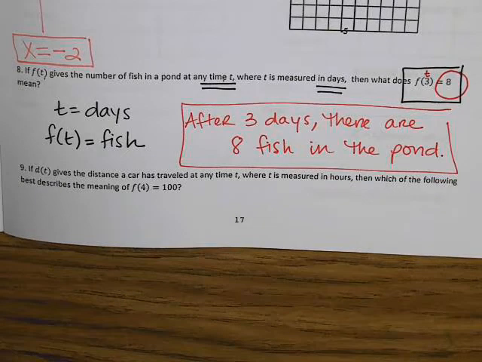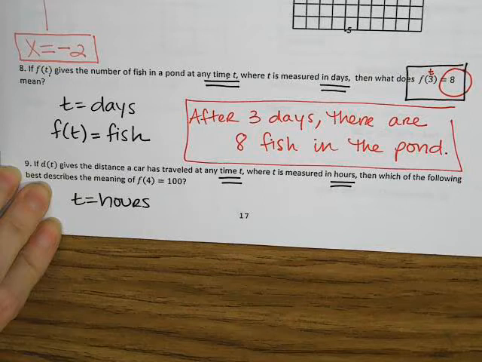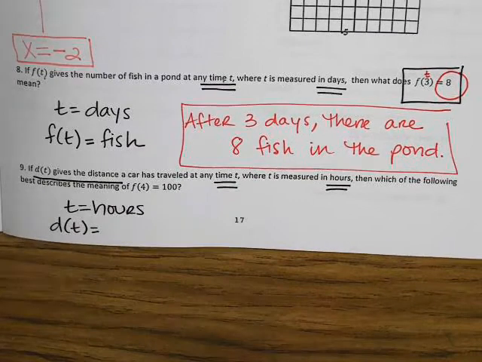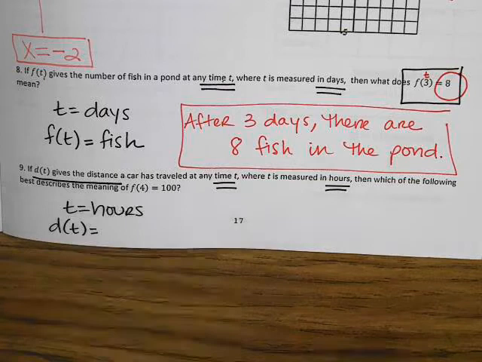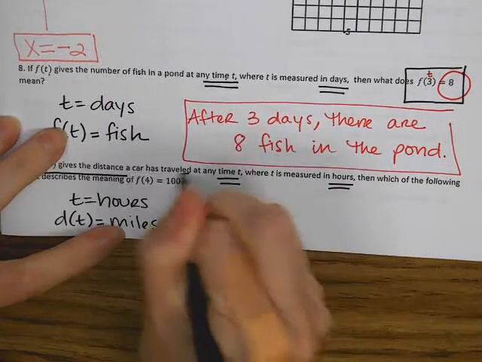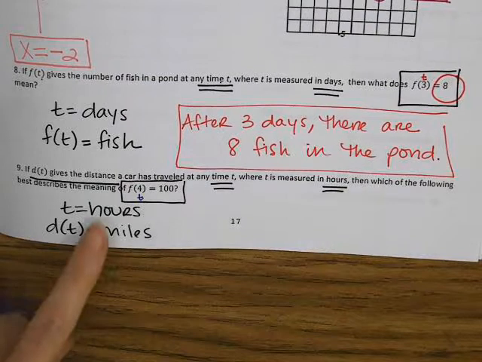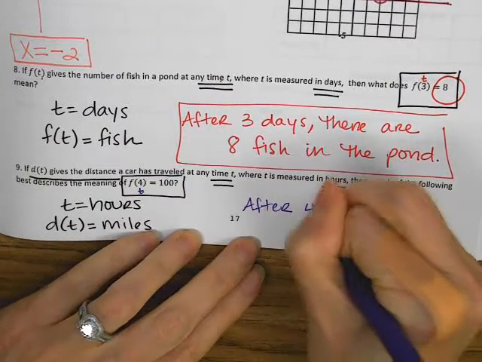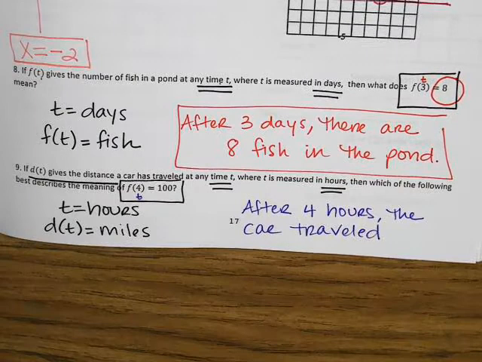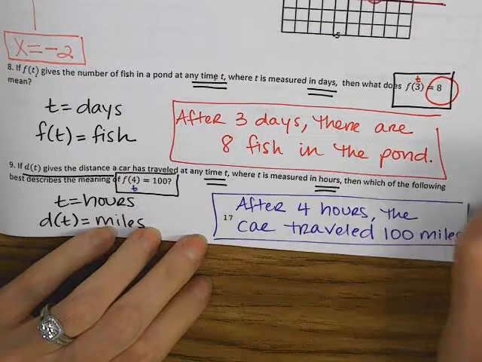All right, so let's try 9. So 9, T stands for time in hours. So T stands for hours. And the function D stands for distance. It doesn't say, let's say miles. The problem should have said a unit. Let's say miles. All right, so the question is, what does this mean in words? All right, so the number in the parentheses is the T, so that's the hours. So you would say after 4 hours, the car traveled how far? 100 is the miles, so 100 miles. So just write like a quick sentence describing what that means.